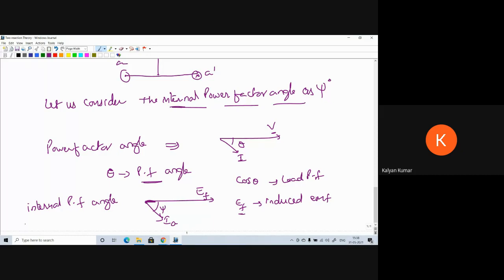Therefore internal power factor will become cos psi.